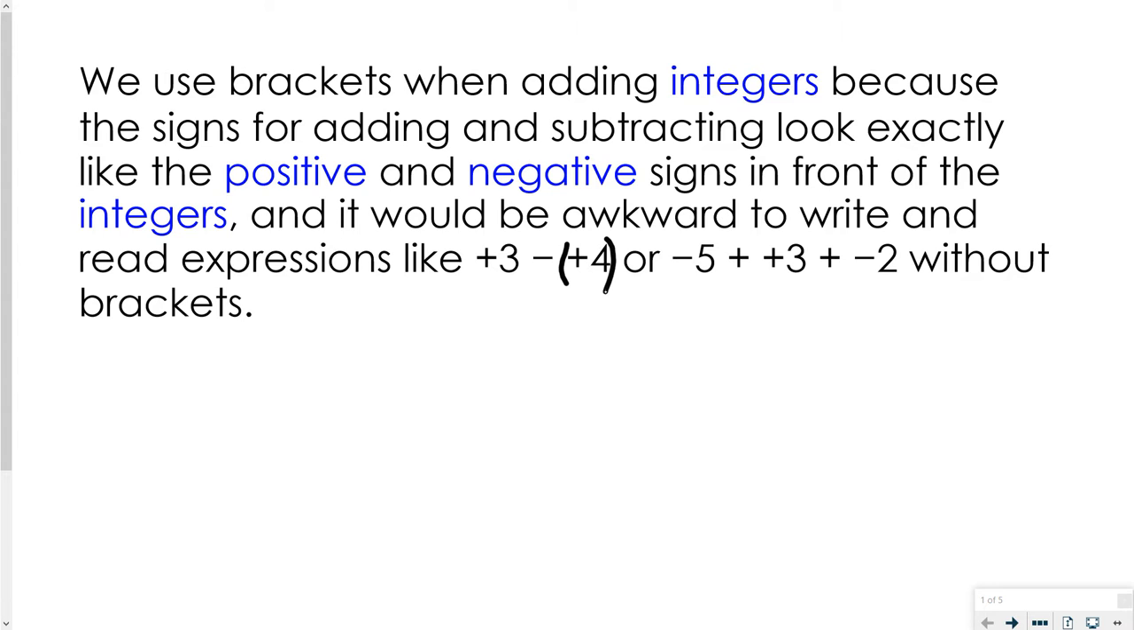Or the second expression, you have negative 5 plus 3 plus negative 2. Again, same problem, but if we put brackets around this, it gets a little more organized. It's negative 5 plus positive 3 plus, and this is where we can put brackets as well, negative 2. We want to make sure that you understand the difference between adding and positive and subtracting and negative.